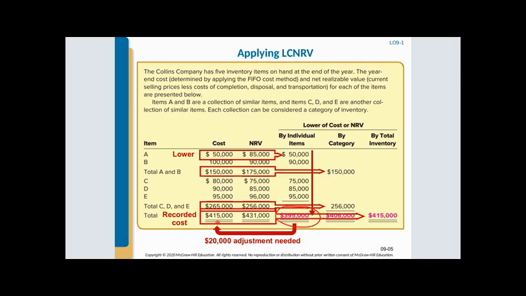and we can compare this revised cost with the original cost. So that means that we will need to make an adjustment of $20,000. So we're going to have to credit inventory for $20,000. Again, we're writing down the inventory. All right.